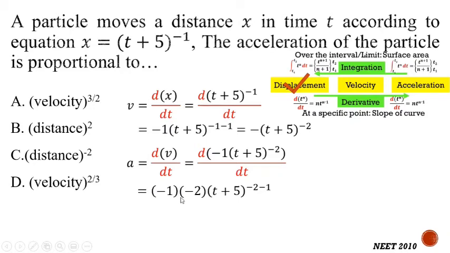So here we can see minus 1 multiplied by minus 2, the existing power, multiplied by (t plus 5), and again reducing the power, it will become minus 3. Because options are given such that they include either distance square or distance raised to minus 2: is acceleration related to the distance in terms of square? No, because here we can see the power is minus 1 and here the power is minus 3. So if it is related, it is in terms of cube, not square. So these two options are not correct.